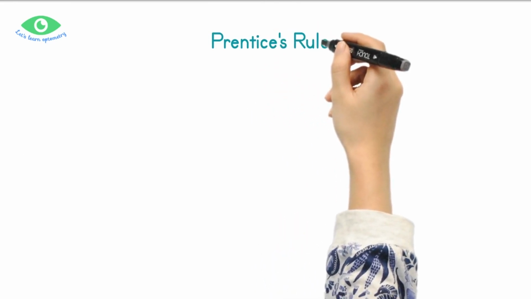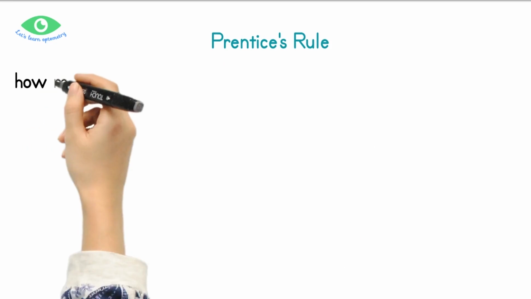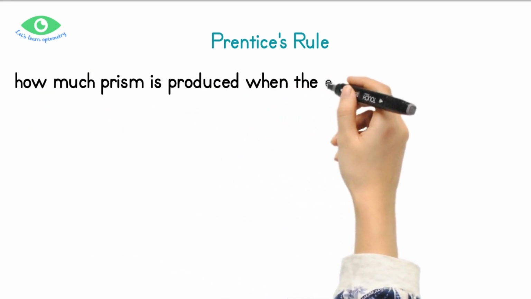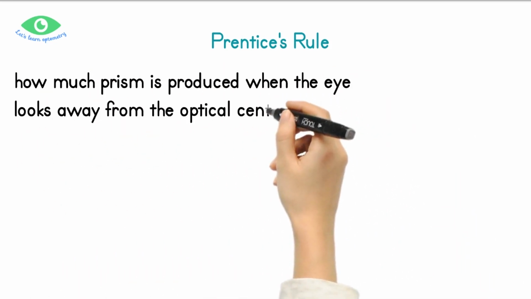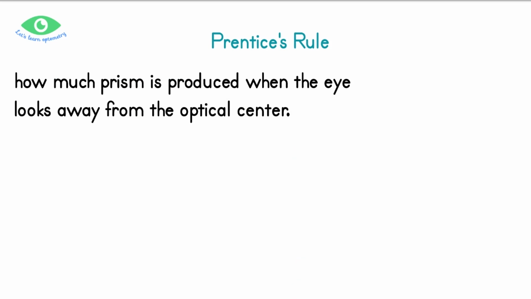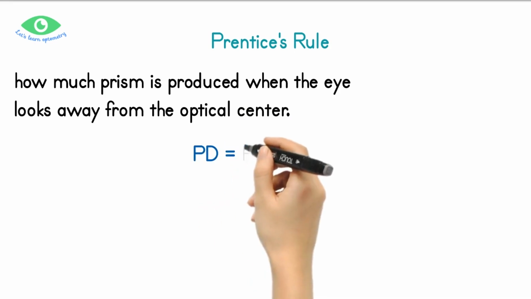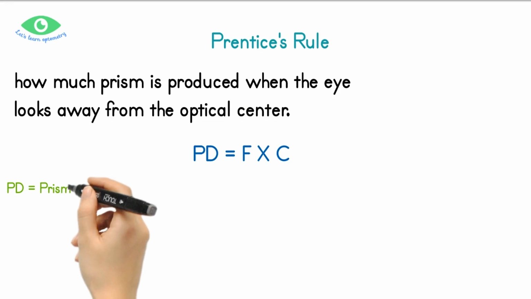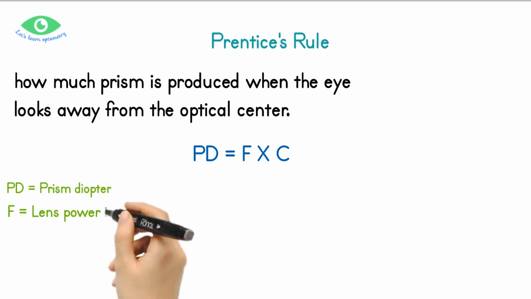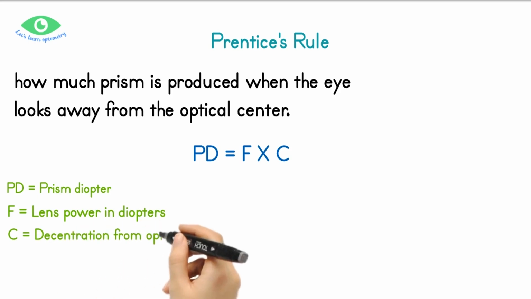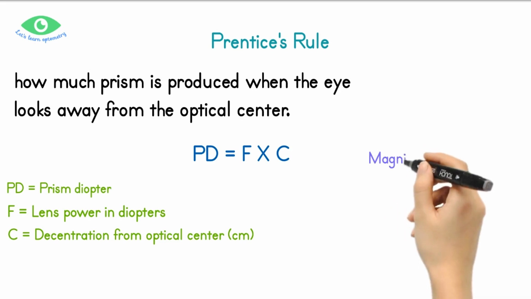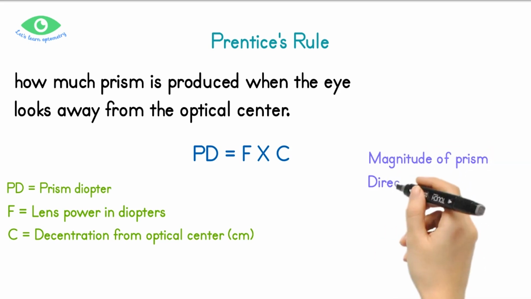Now let's start with the Prentice Rule. Prentice Rule helps us calculate how much prism is produced when the eye looks away from the optical center. This prism amount is measured in prism diopters. The formula is prism diopters equals lens power in diopters multiplied by decentration from optical center in centimeters. This tells us how much prism is created. It is necessary to identify both the magnitude of prism and direction of the base as well.